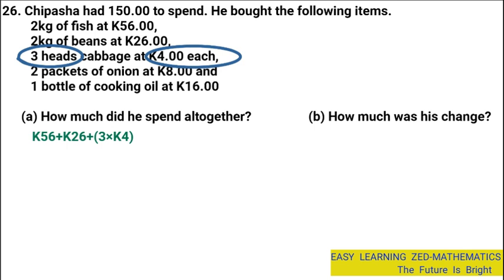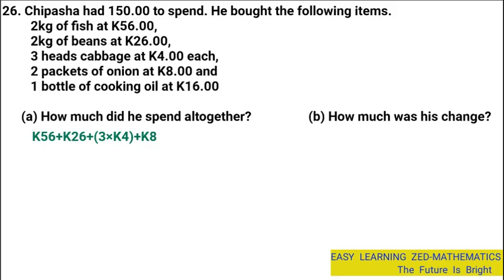Then 2 packets of onion at 8 kwacha. Okay? Again, here you need to pay attention. 2 packets of onion at 8 kwacha. There is no word each, so there is no need for you to add 2 8s. It's like 1 packet of onion was sold at 4 kwacha. Then when he bought 2, he paid 8 kwacha. Okay? So be careful, you don't add 2 8s. So you say plus 8. Then 1 bottle of cooking oil at 16 kwacha. So you say plus 16 kwacha.